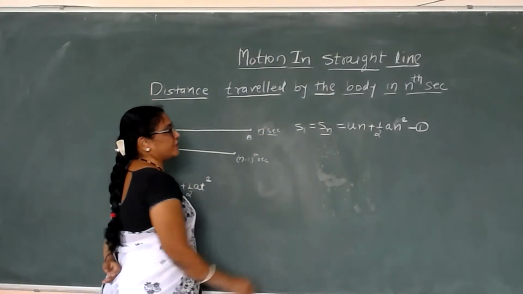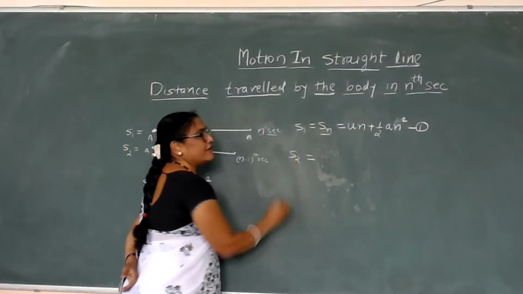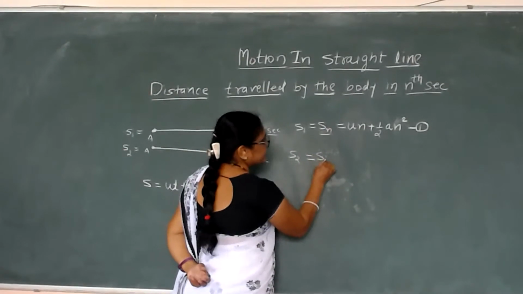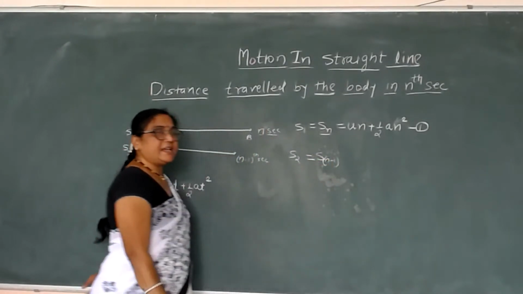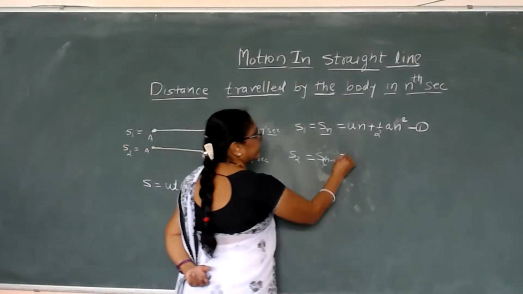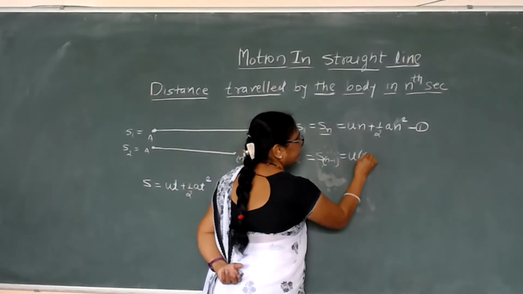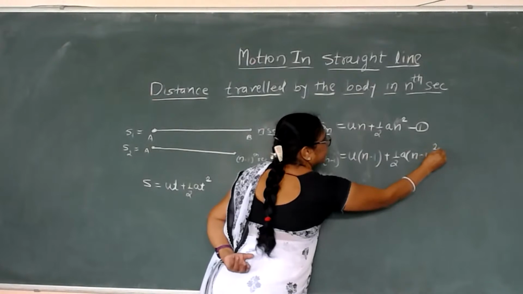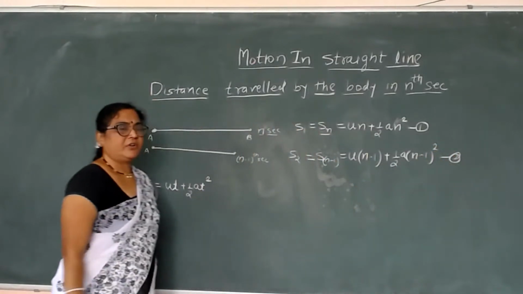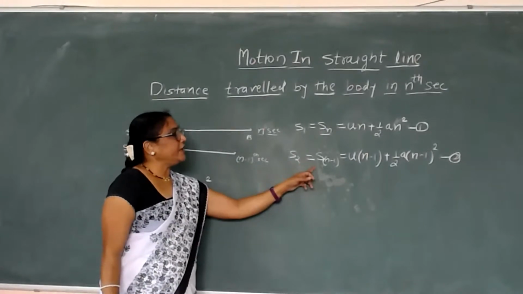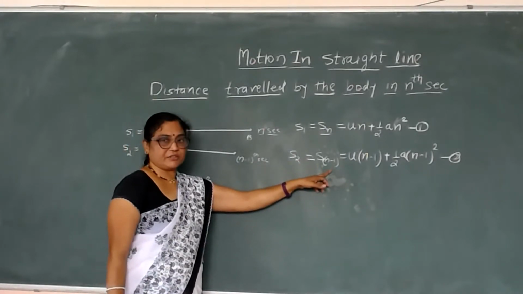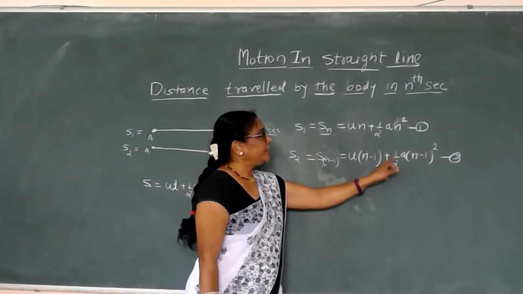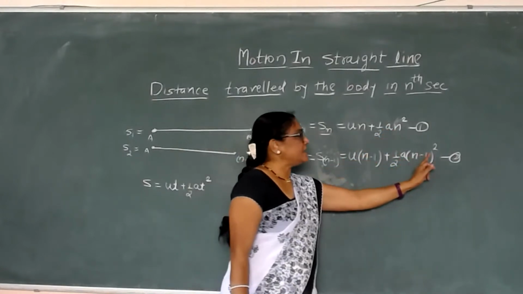Then find the second equation, that is S2. Distance covered by the body in the last 1 second. Last 1 second means n minus 1. That is the distance covered by the body in the last 1 second, where time is n minus 1. So S2 = u(n minus 1) + half a(n minus 1) square. Suppose this is equation number 2. Distance covered by the body in the n minus 1 second: u times (n minus 1) plus half a times (n minus 1) square.